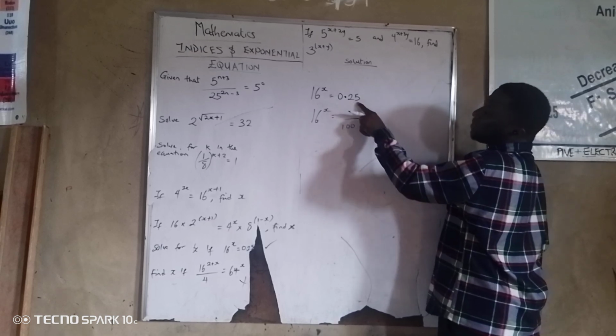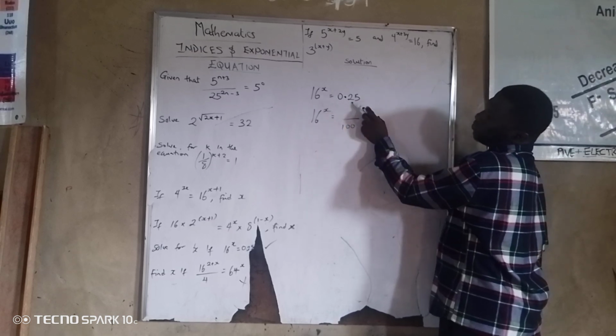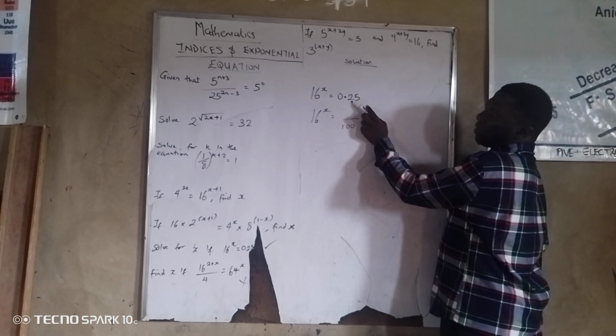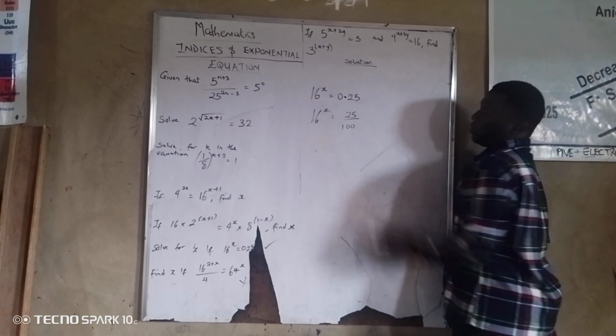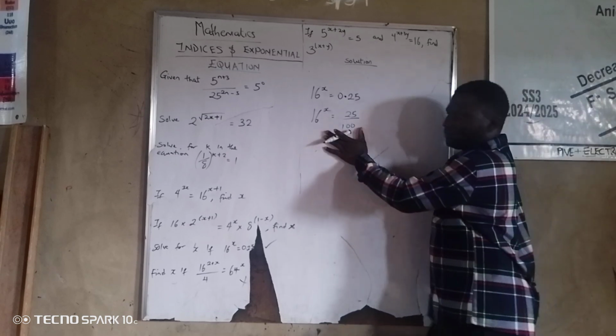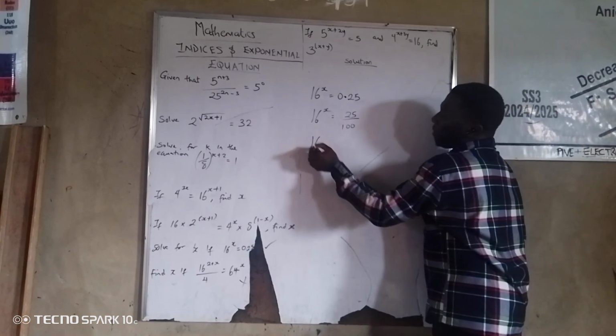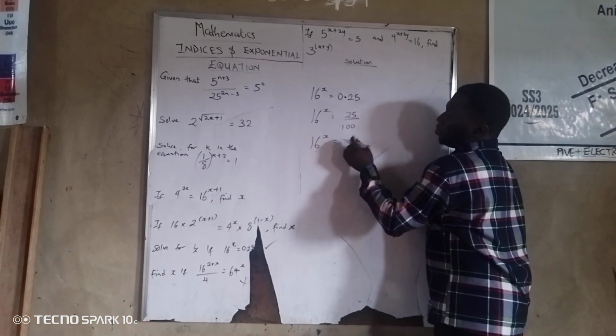Now, the significant figure immediately after the decimal point is 2. So 2 is the first significant figure. And what are the other numbers? Just 5. It's just 2 and 5. So it means 25 over 100. Alright, so now 16 raised to the power x equals 25 over 100.